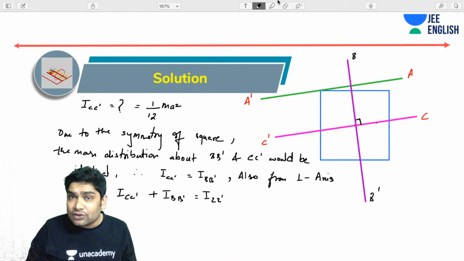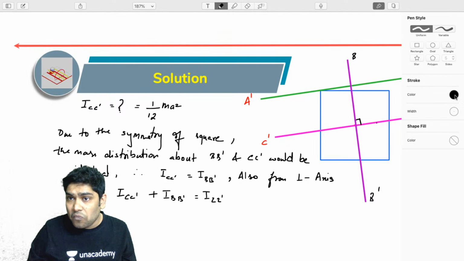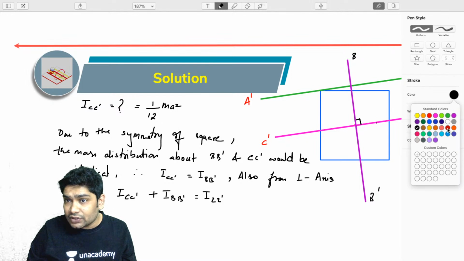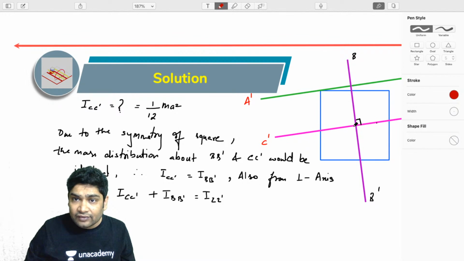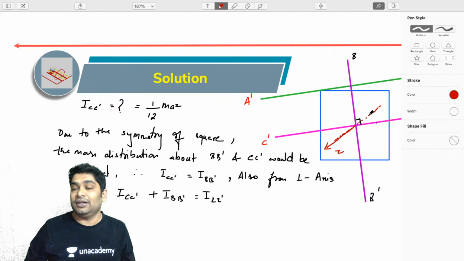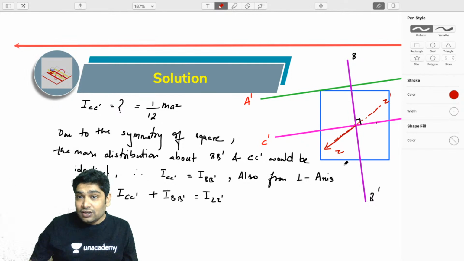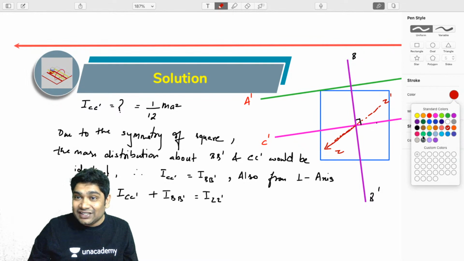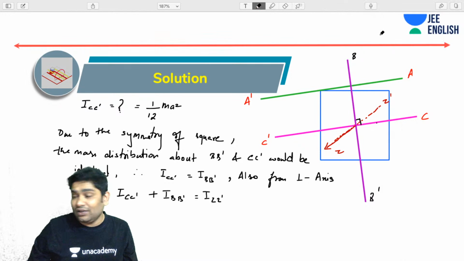Okay, and let's draw ourselves that axis also. So let's see. We have an axis which is lying like this. Okay, this is the z-axis perpendicular to the plane of paper. And here it is going in the opposite direction. So z dash is that axis. So you realize, in fact, that this was a question which was asked in JEE long time back.